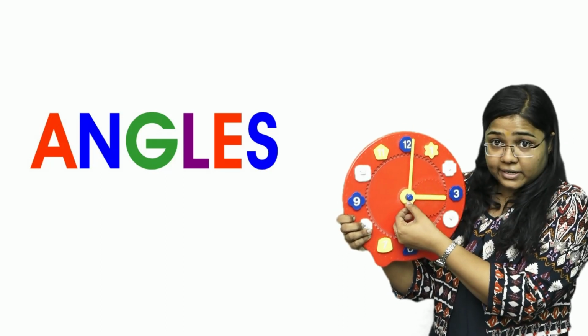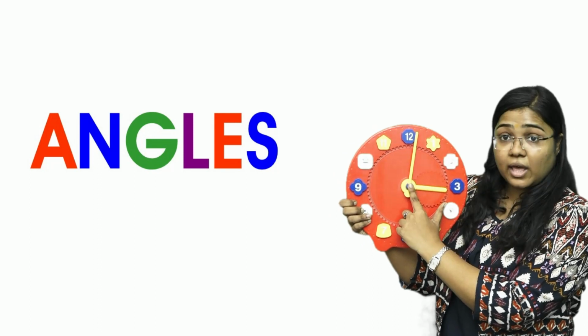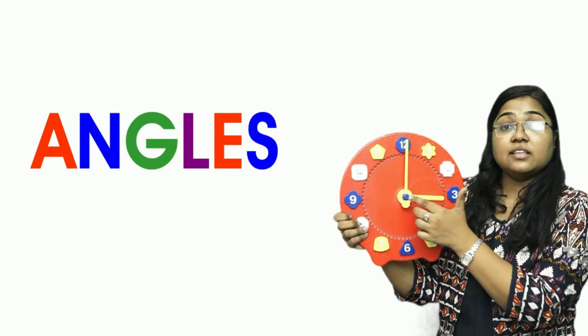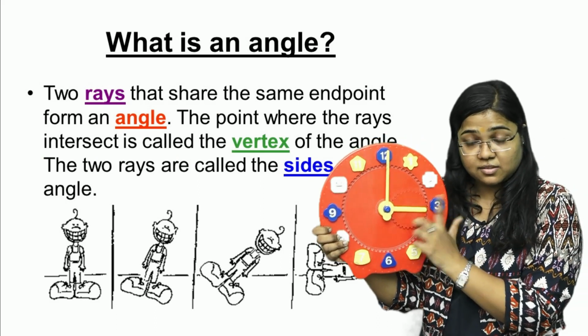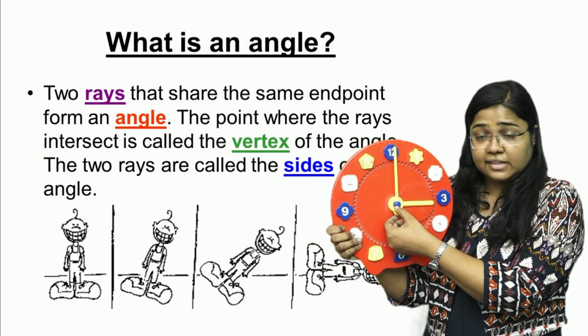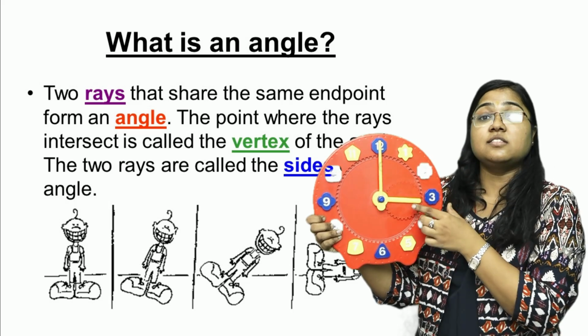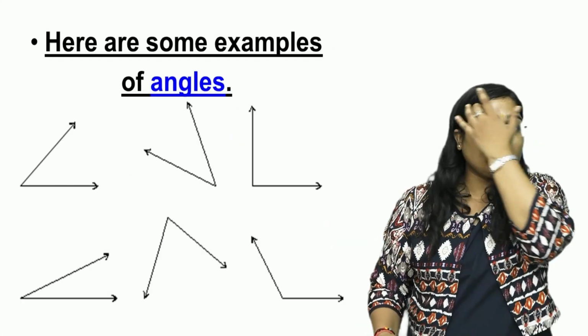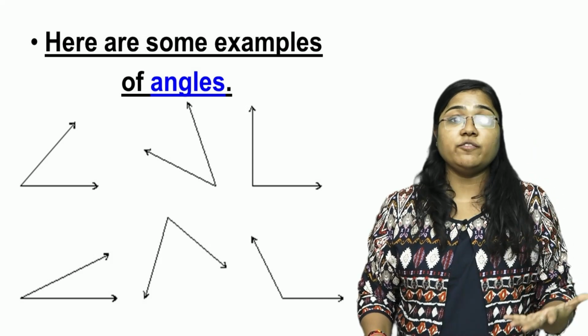This common point where two rays meet is known as your vertex, and these two rays are known as your arms or the legs of an angle. Now let's start to discuss the classification of angles.